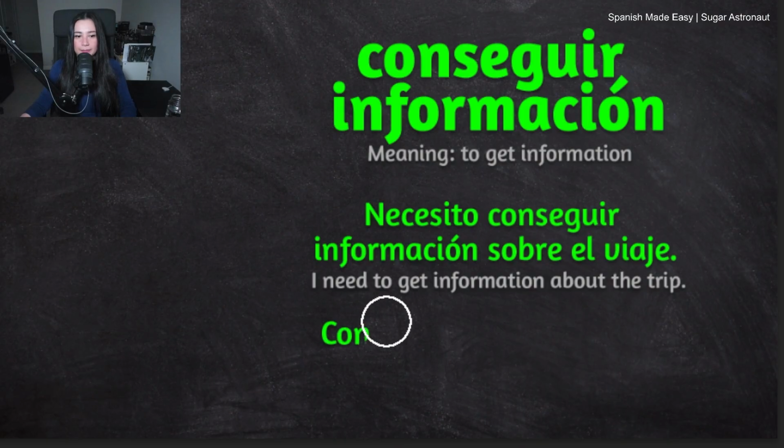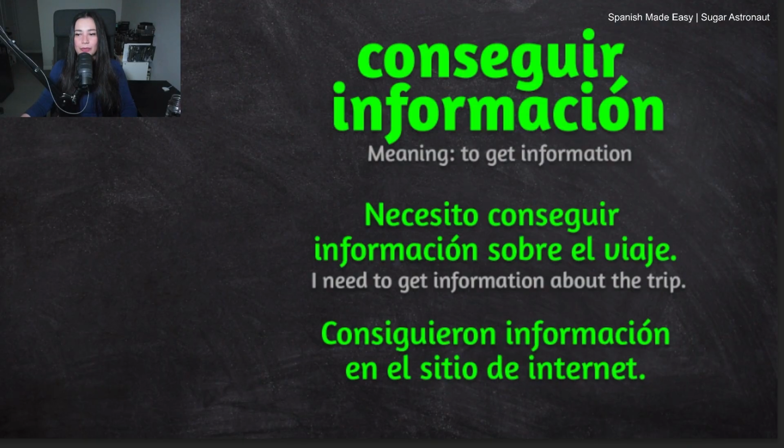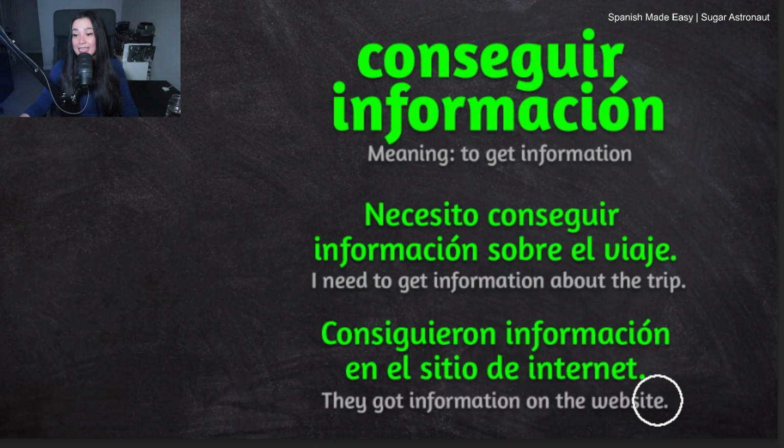Consiguieron información en el sitio de internet. Consiguieron información en el sitio de internet. This means they got information on the website. Very simple, nothing complicated here. So if you need to get information, obviously you can get that information online, on the internet. So this is a perfect example.